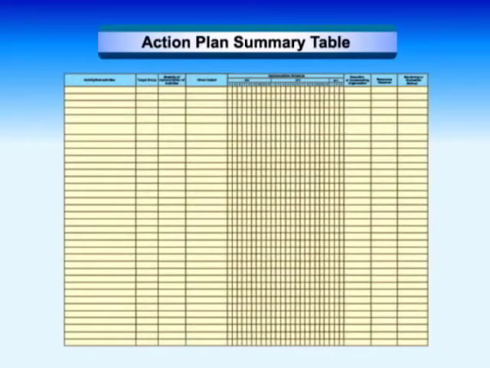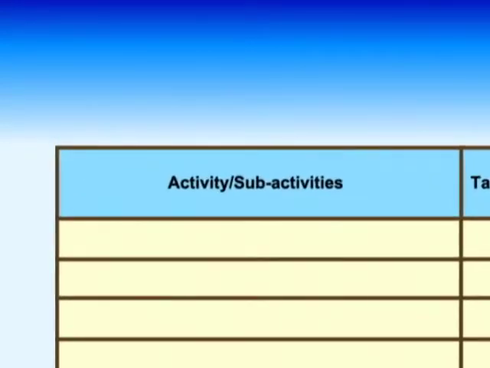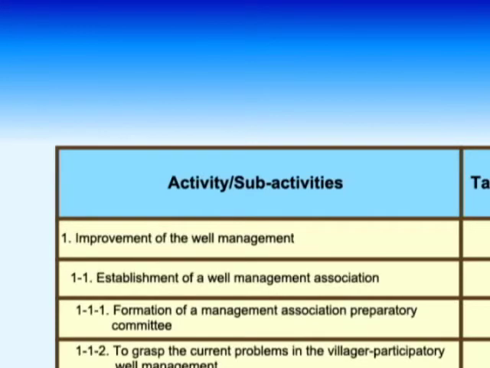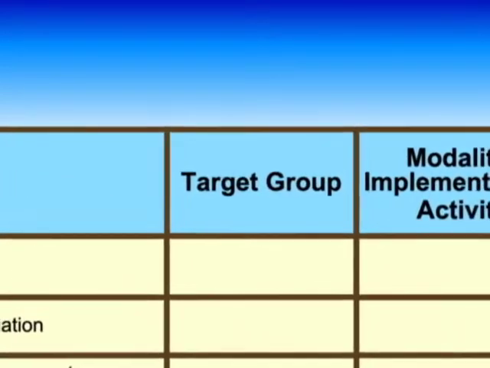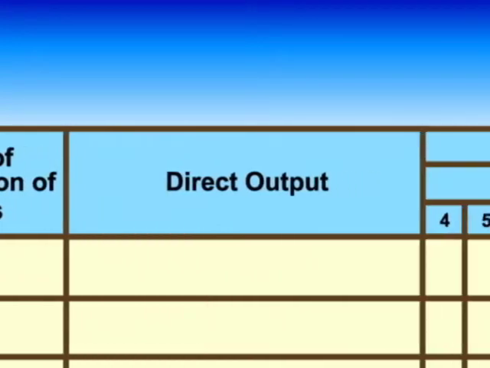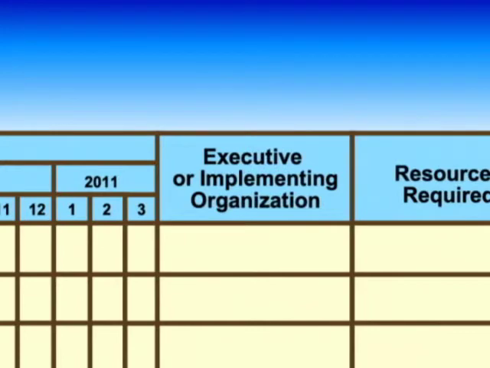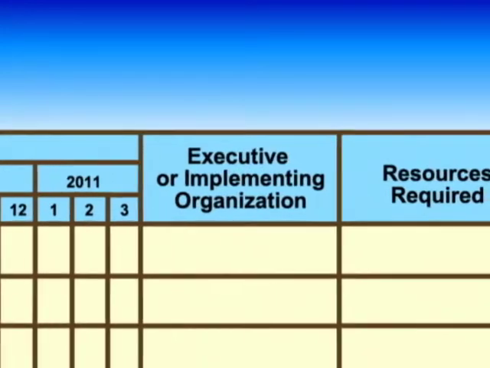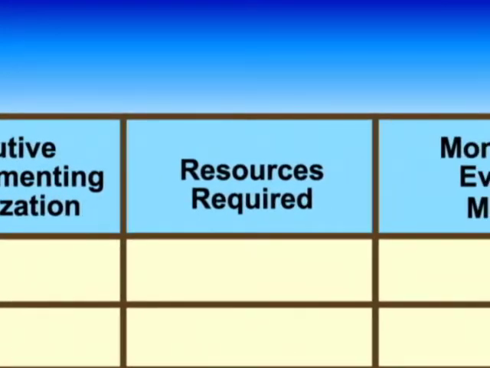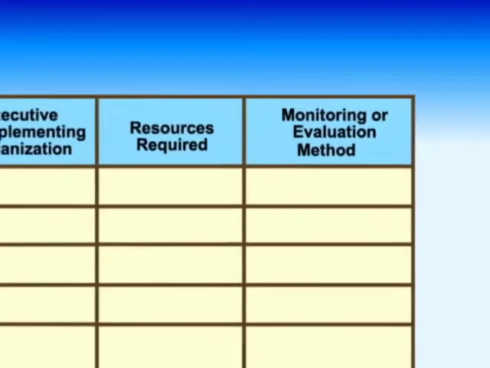In this video, the selected 8 items to describe are: first, activities and sub-activities, and the other columns follow corresponding to each sub-activity, which are target group, modality of implementation of activities, direct output, implementation schedule, executive or implementing organization, resources required, and finally, monitoring or evaluation method.